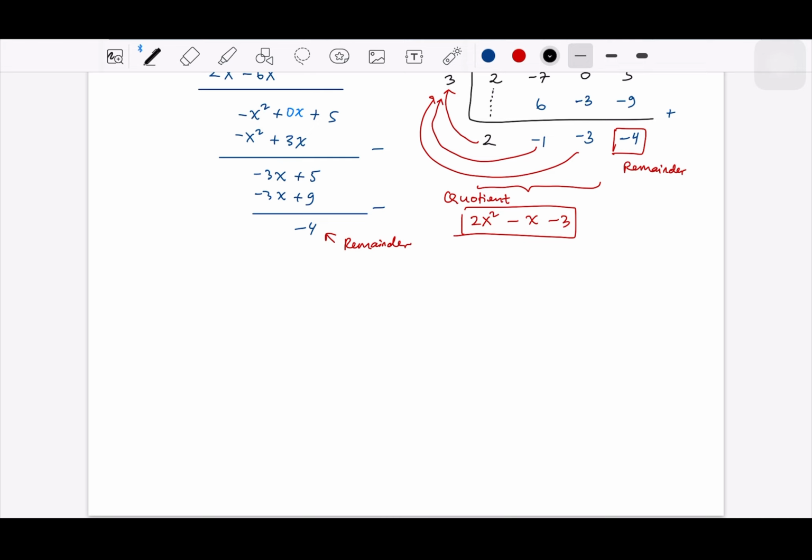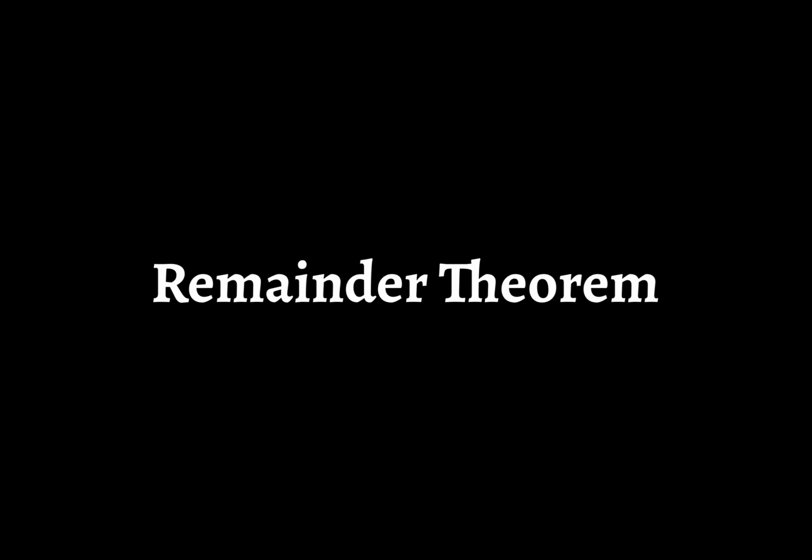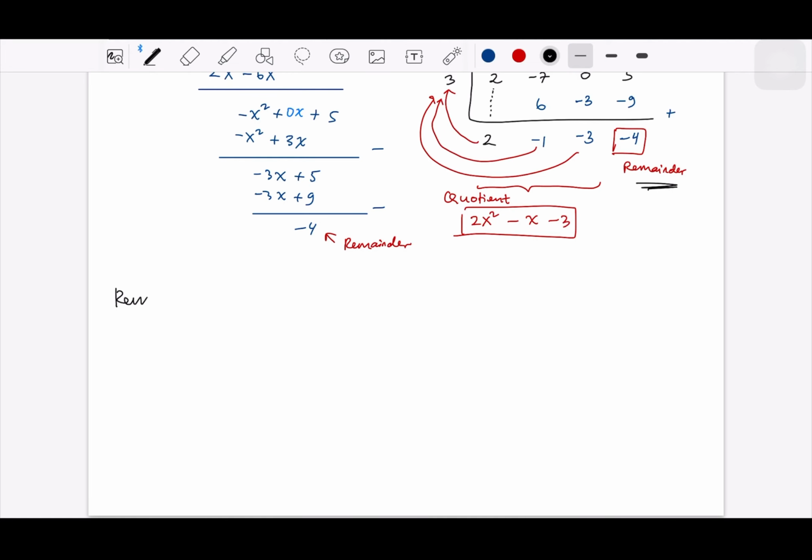Now one more thing about this remainder. When we divide completely, there is no remainder, right? The remainder is 0, which means the division is complete. But if we have a remainder, it means that it's not completely divided. So let me write here the remainder theorem, and it is actually quite useful as well.